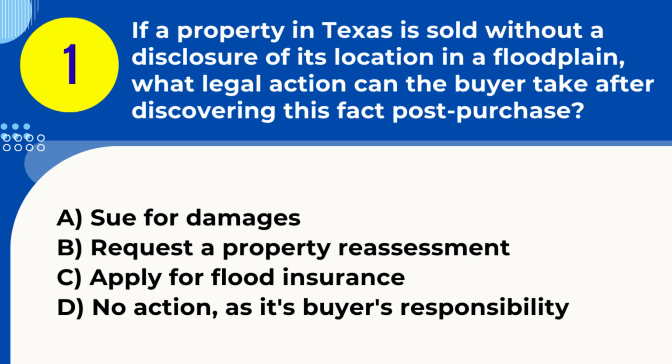Question 1. If a property in Texas is sold without a disclosure of its location in a floodplain, what legal action can the buyer take after discovering this fact post-purchase? A. Sue for damages. B. Request a property reassessment. C. Apply for flood insurance. D. No action, as it's buyer's responsibility.